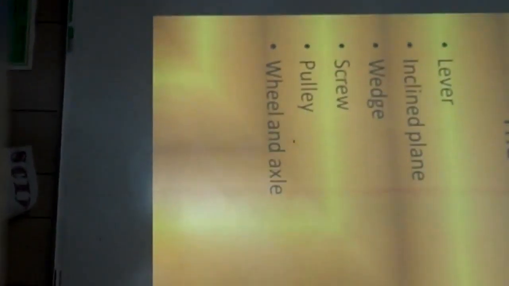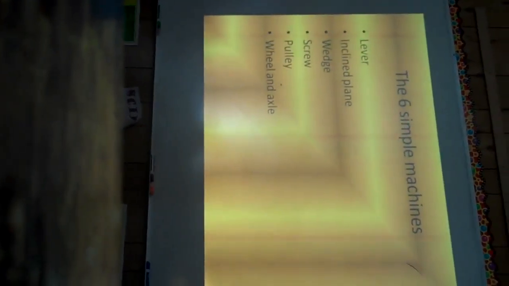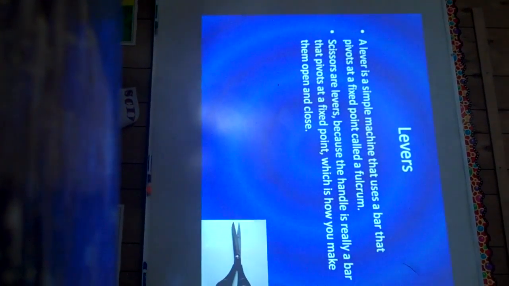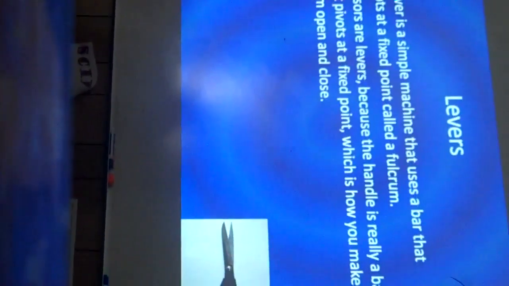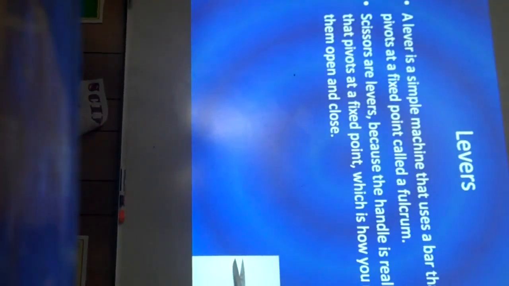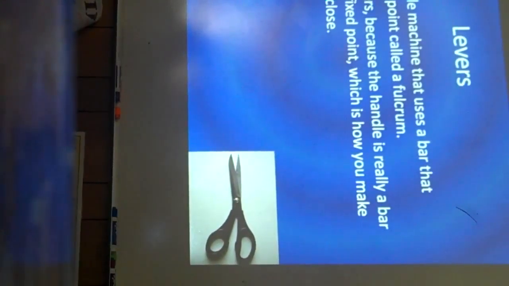The 6 simple machines are lever, inclined plane, wedge, screw, pulley, and wheel and axle. A lever is a simple machine that uses a bar that pivots at a fixed point called a fulcrum. My example was scissors. They're levers because the handle is really a bar that pivots at a fixed point. That's how you make them open and close.